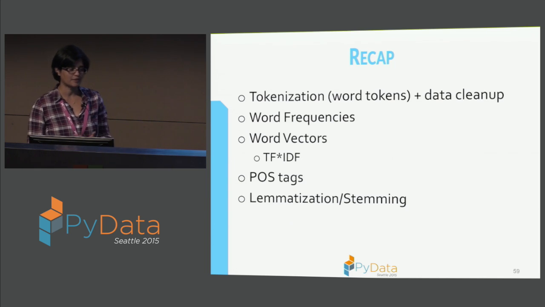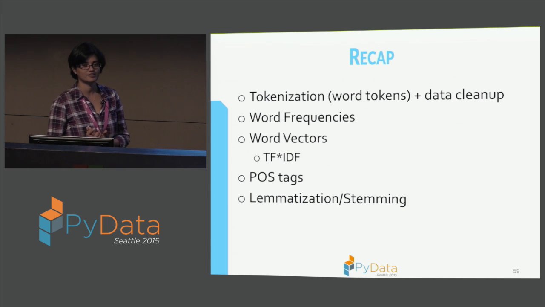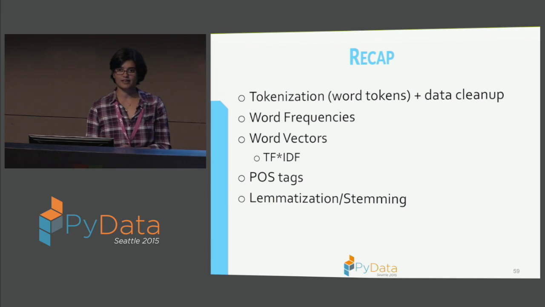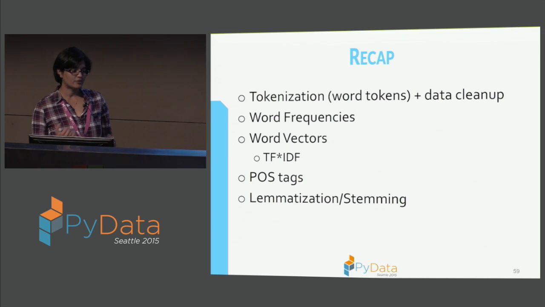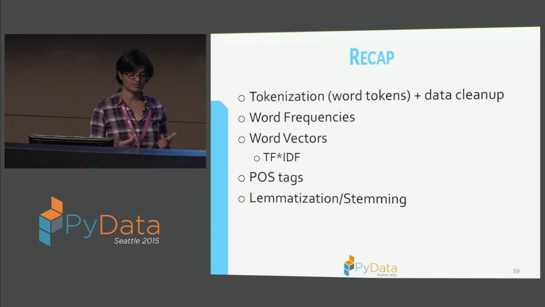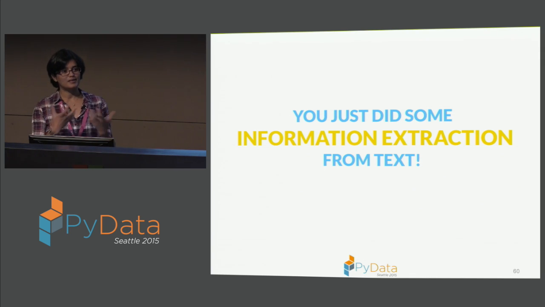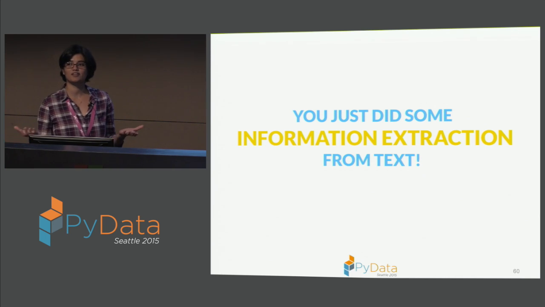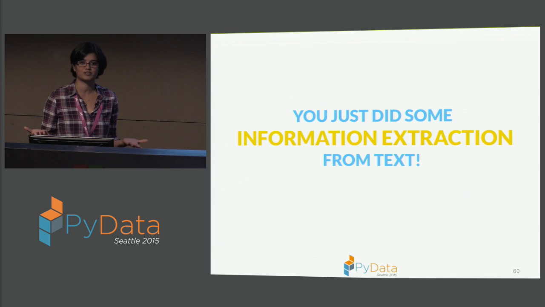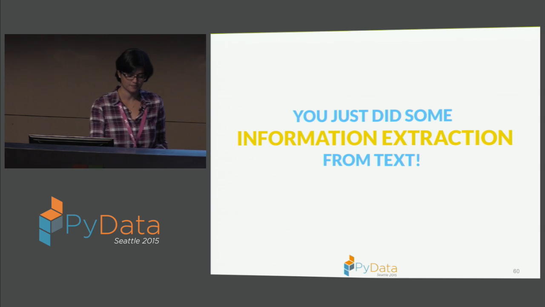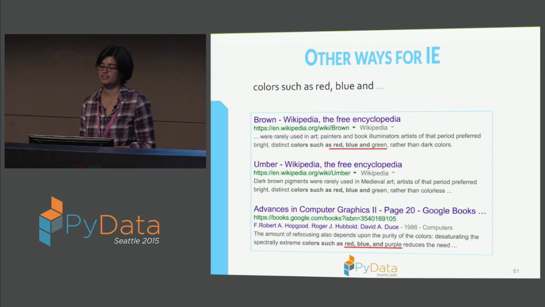Okay, so to recap, we looked at tokenizers, cleaning up of data using UniDecode and modules like that, word frequencies, word vectors, TF-IDF, part of speech tags, lemmatization, and stemming. So we did some information extraction, basically extracting some kind of information from unstructured text. And I know at this point you're thinking this was pretty basic. This is not information extraction, but this is exactly what it is. There are so many other ways of extracting information.